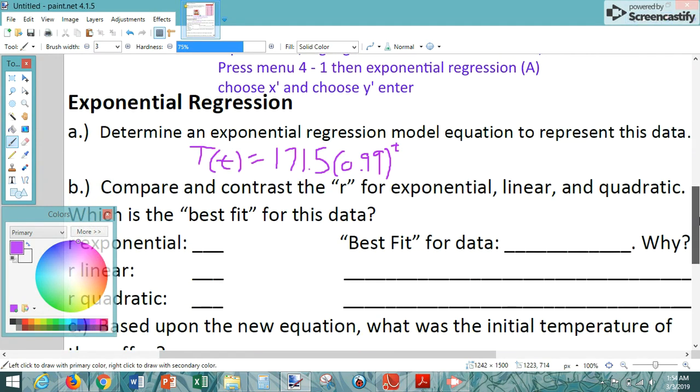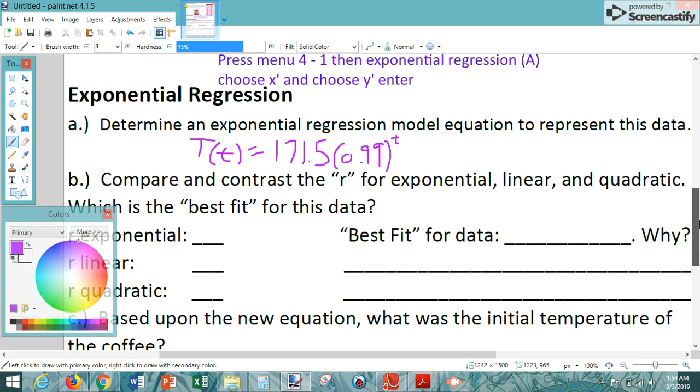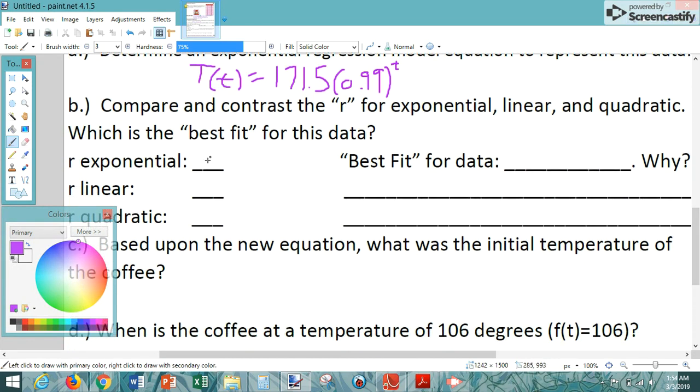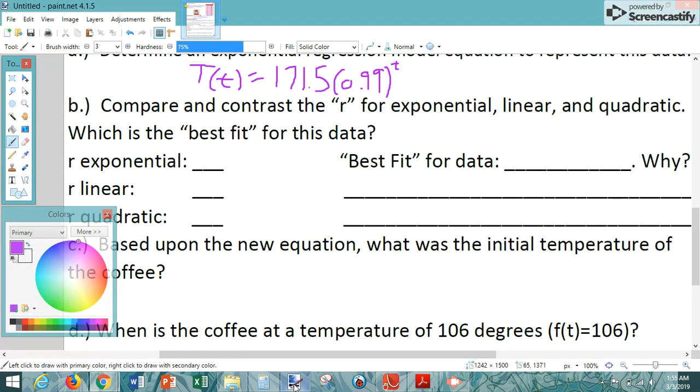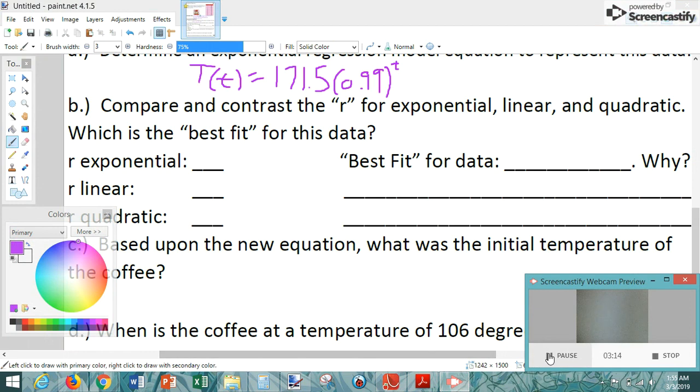Okay, part B. Compare and contrast the R for exponential, linear, and quadratic. Which is the best fit for the data? So our R for the exponential is negative 0.985. In addition to our correlation coefficients, let's also calculate our determination coefficients.